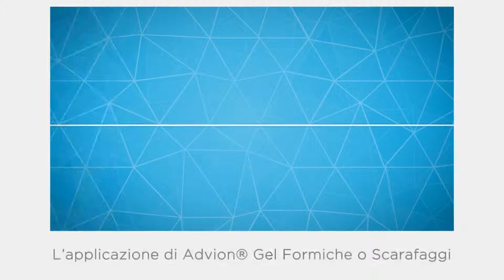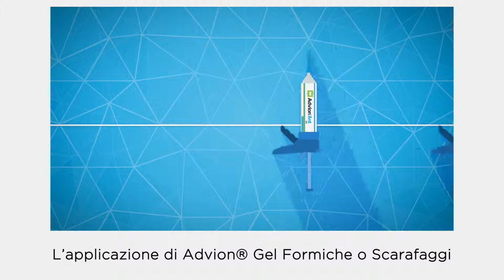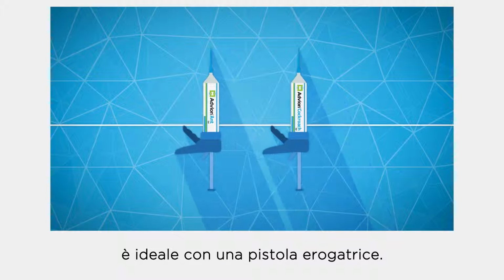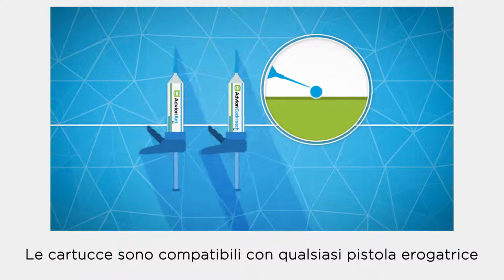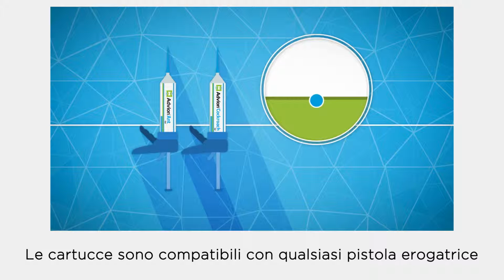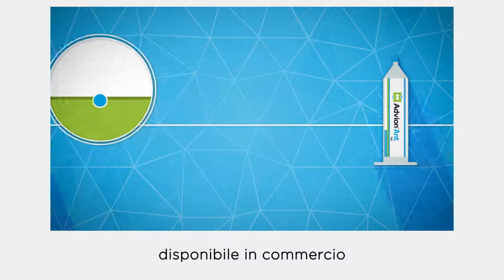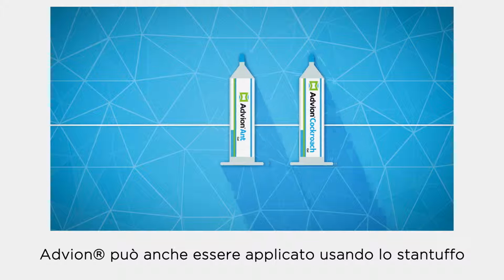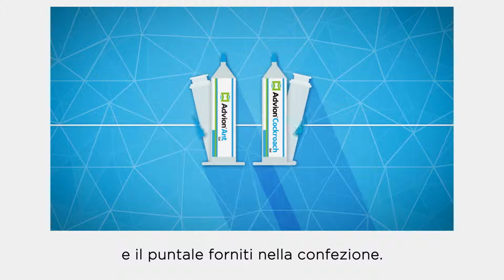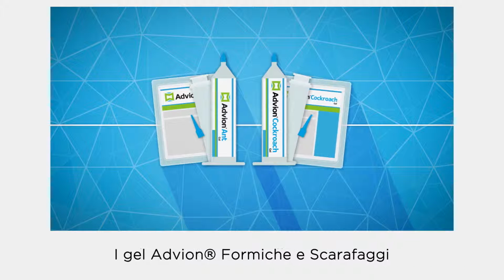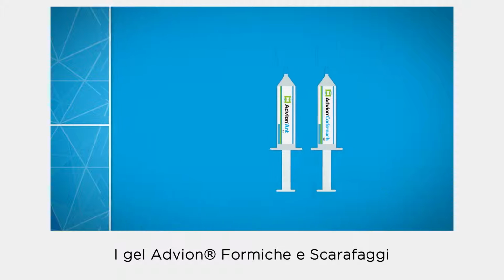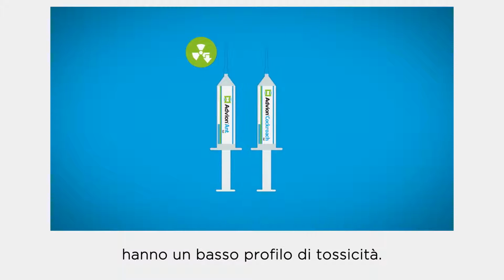Application. The application of Advion ant or cockroach gel bait is very easy when using a bait gun. The cartridges are compatible with any standard bait gun commercially available. Advion can also be applied by using the plunger and the tip provided in the package. Advion ant and cockroach gels have a low toxicity profile.